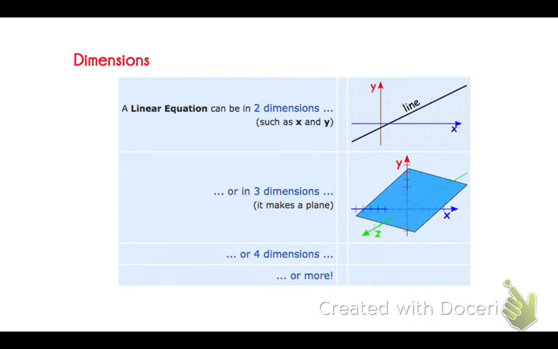But anyways, a linear equation, which we did last time, can be 2 dimensions, such as an x and a y. 3 dimensions makes it a plane. 4 dimensions makes it like, honestly, dimensions really confuse me. So in math, you can go up to infinite dimensions.